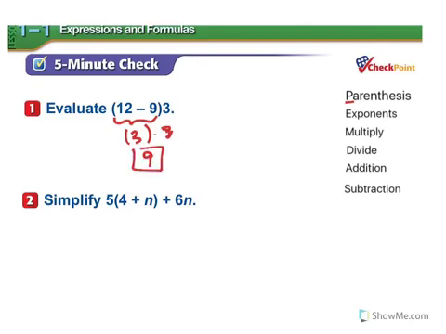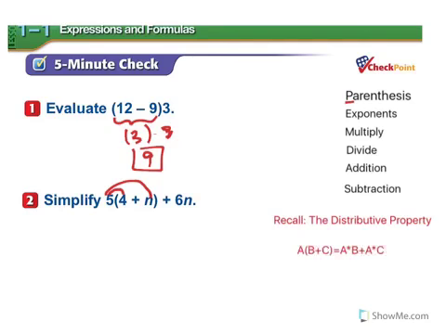Looking at number 2, first thing we need to do is look at the parentheses, and we need to actually distribute the 5. So distribute the 5 to the 4 and the 5 to the n. Recall that the distributive property is an algebra property which is used to multiply a single term and 2 or more terms inside a set of parentheses.